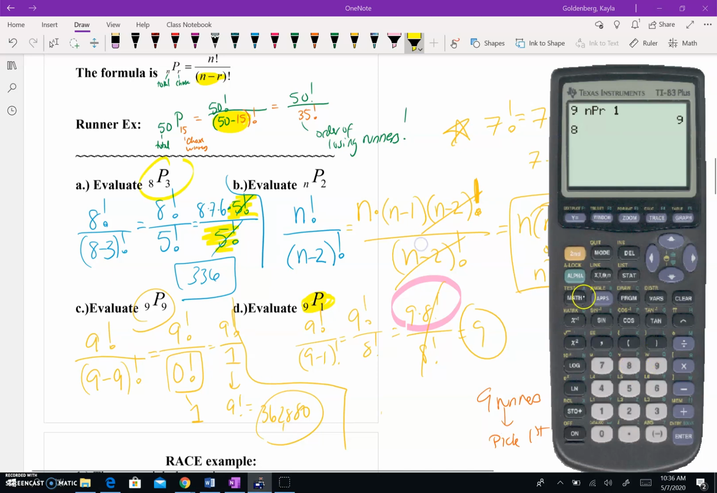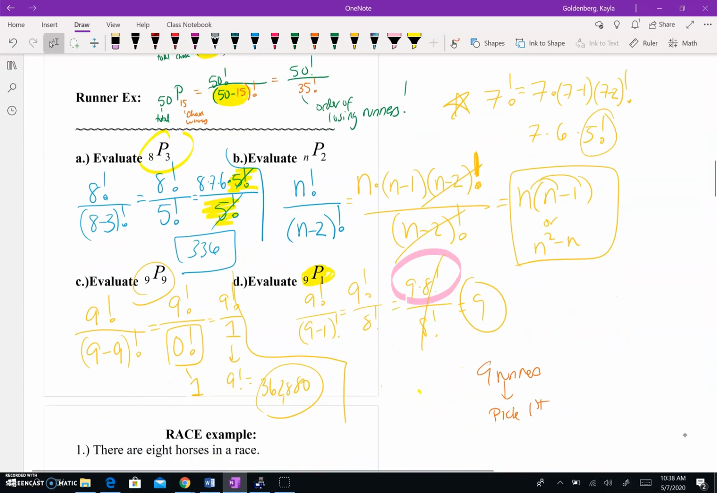So I could do 8, math, arrow over to probability, go down to nPr, and so the first number represents my n, my second number represents my r, and I want to pick 3. So it does match my 336. One thing I want to point out is that being able to do this with a calculator is a great skill, but you also need to understand it by hand.